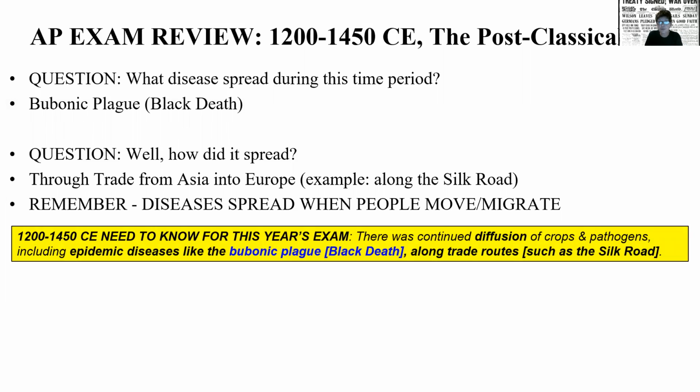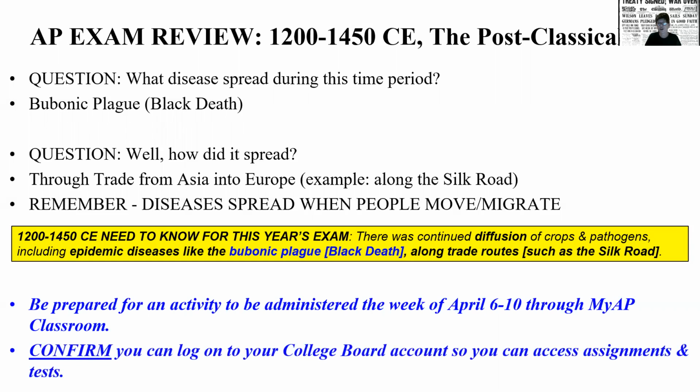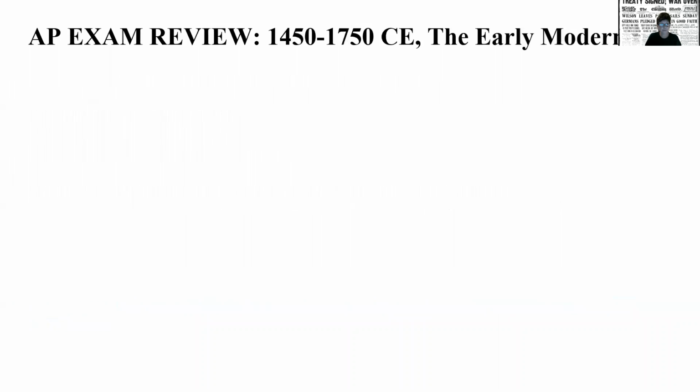Here is the objective, what you need to know. There was continued diffusion or spread of crops and pathogens, including epidemic diseases like the bubonic plague, Black Death would be another term, along trade routes, and I added such as the Silk Road. Be prepared for an activity to be administered the week of April 6th through 10th through My AP Classroom. Confirm you can log on to your College Board account.